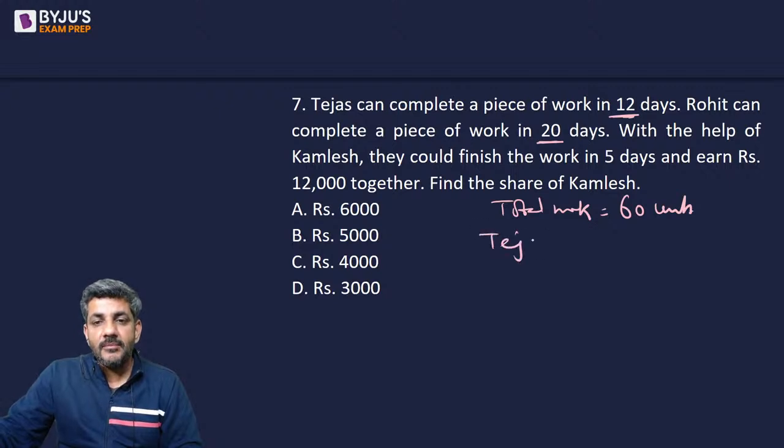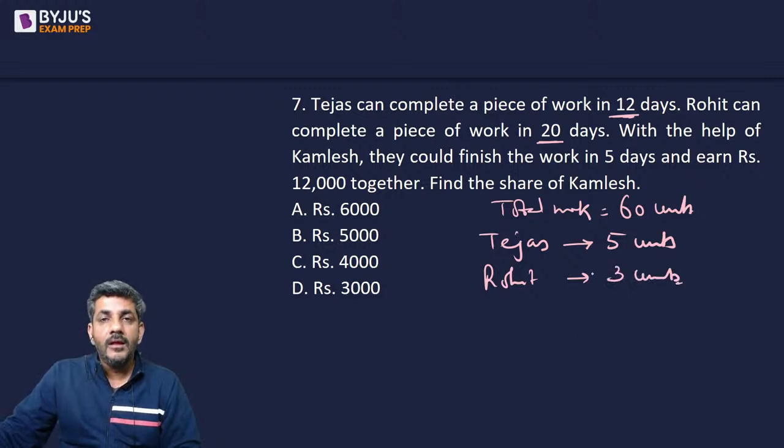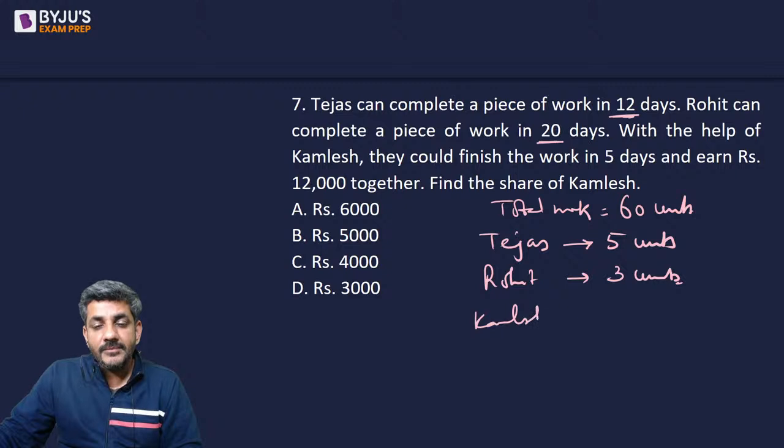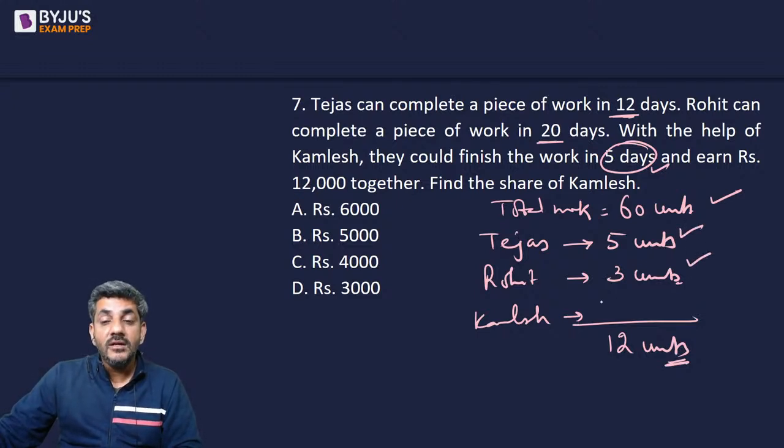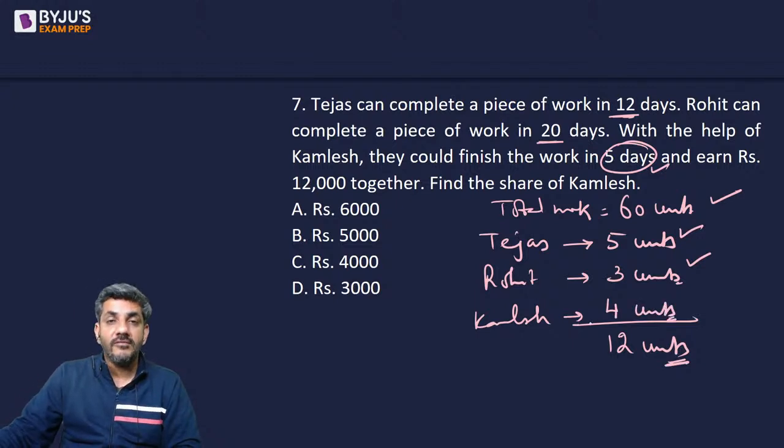So if Tejas can make these 60 units in 12 days, that means Tejas makes 5 units every day. If Rohit can make these 60 units in 20 days, that means Rohit is making 3 units every day. And he says, along with Kamlesh, they are able to complete the work in 5 days. If they are able to make 60 units in 5 days, can I say they are making 12 units every day? But out of those 12, 5 are being made by Tejas, 3 are being made by Rohit. Who's making those remaining 4 units? Of course, Kamlesh is making 4 units every day.